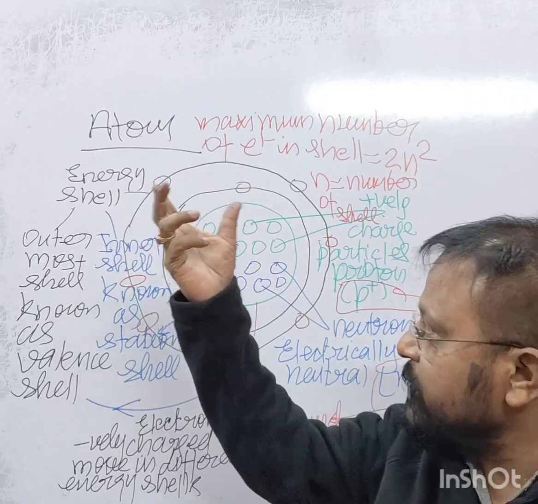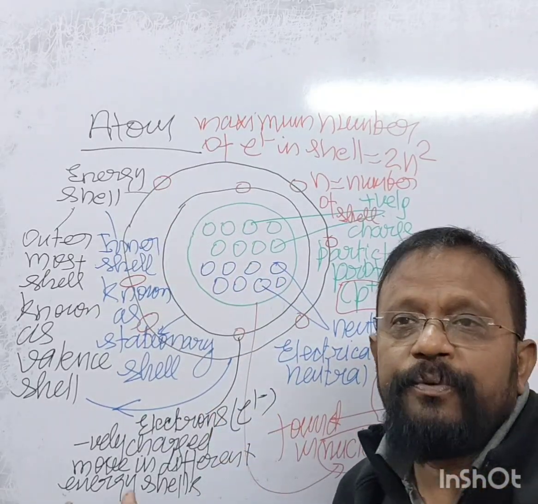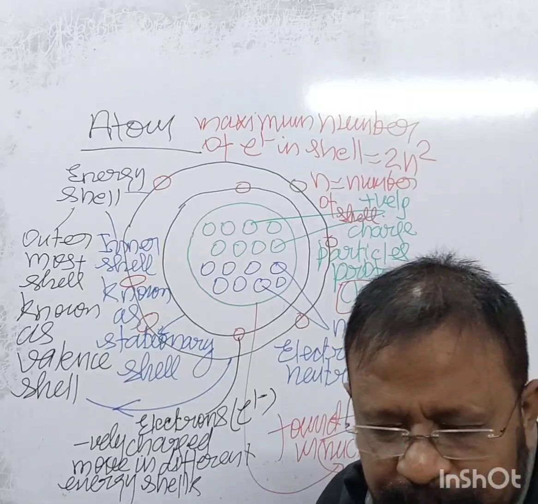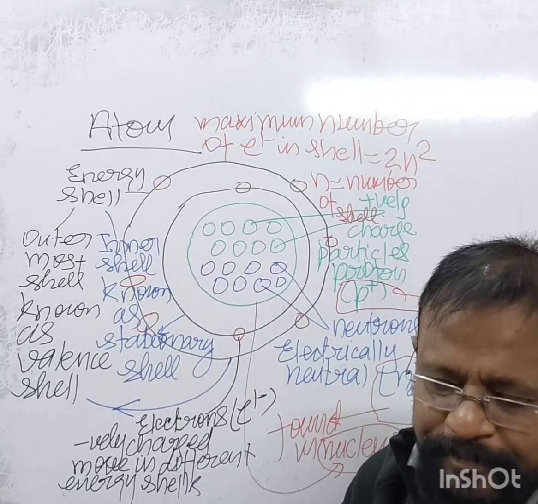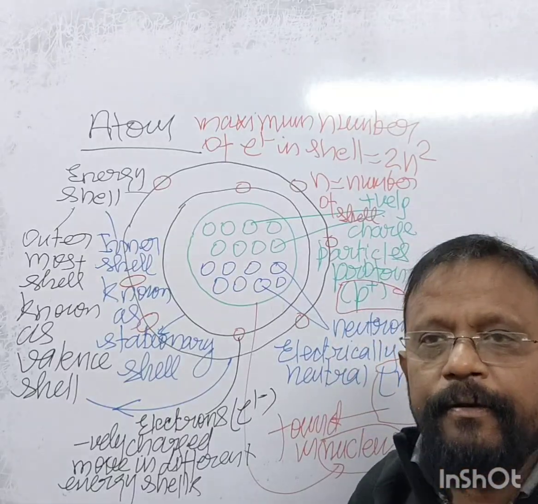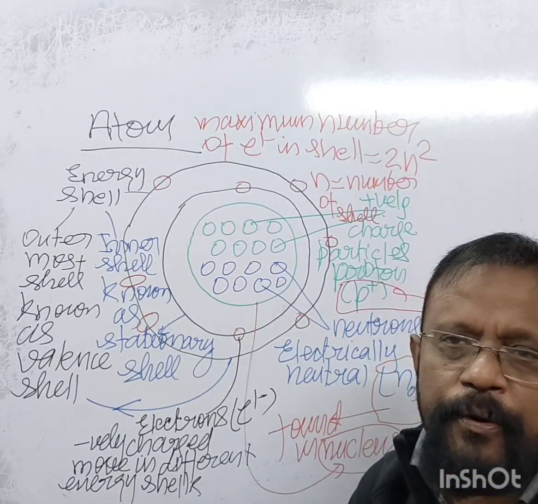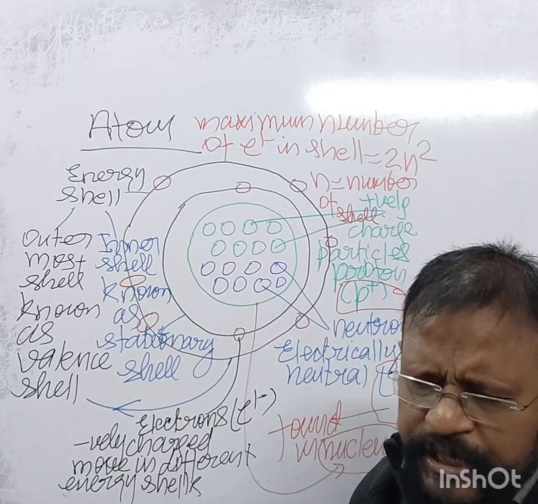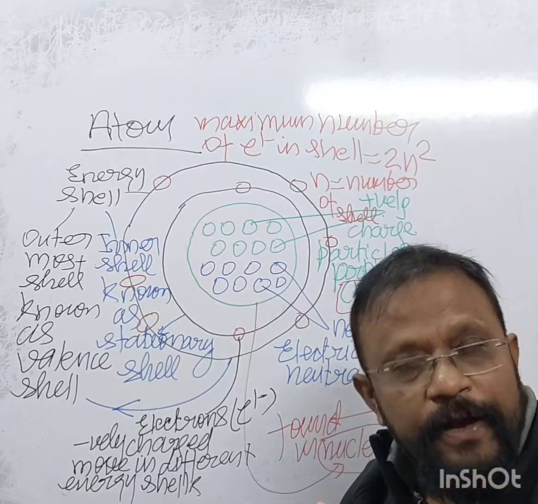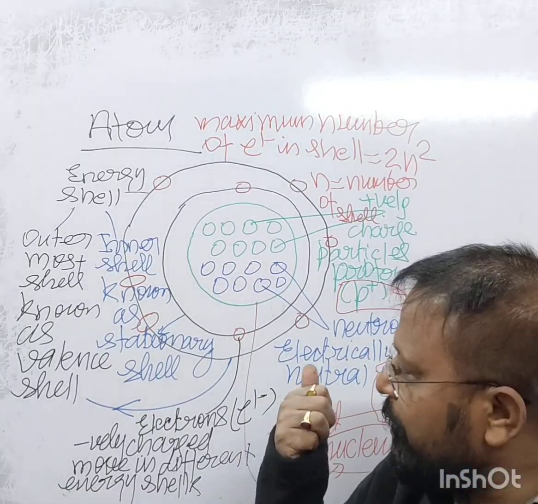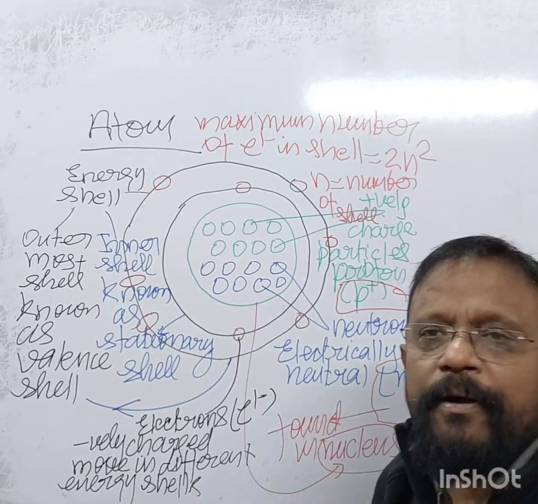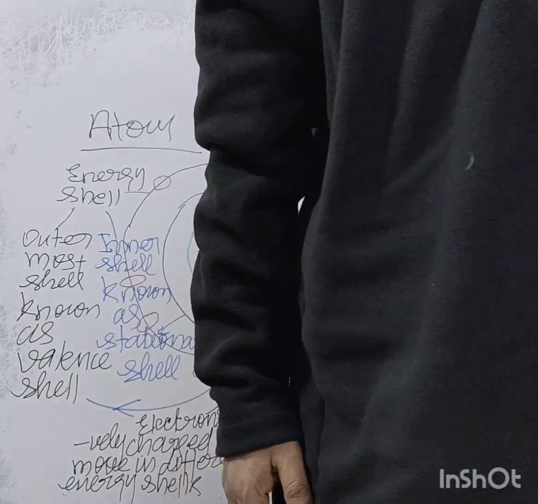So this final structure of an atom comes with the help of J.J. Thomson. The initial thought was given by Dalton, but further development kept going: J.J. Thomson, Goldstein, Chadwick, Rutherford, and finally Niels Bohr, and we come to this structure. Right? This is about the structure of an atom.